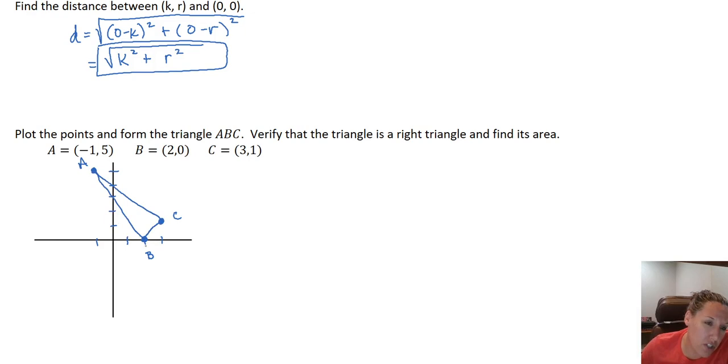And I'm not completely sure which one's the right angle. I'm thinking it's probably going to be this angle at C, but we can check that because we know that for the sides of a right triangle, we have a squared plus b squared equals c squared, where a and b are the lengths of the two sides that make up that right angle, and c is the side across from that right angle. So we'll see if this is the correct setup.